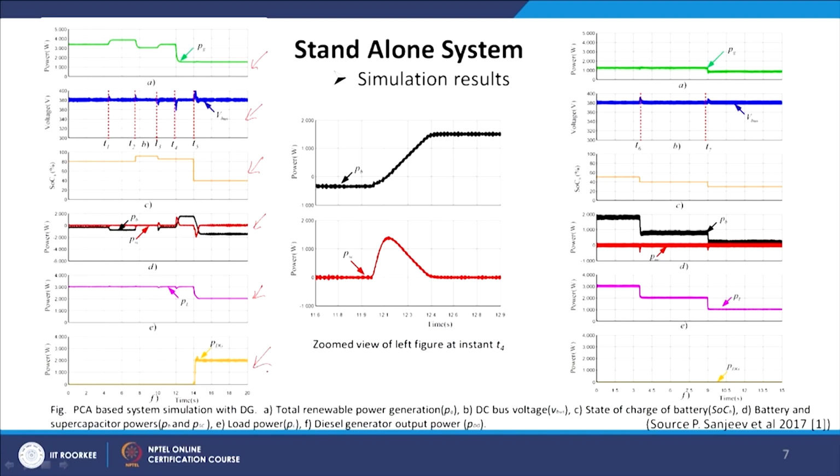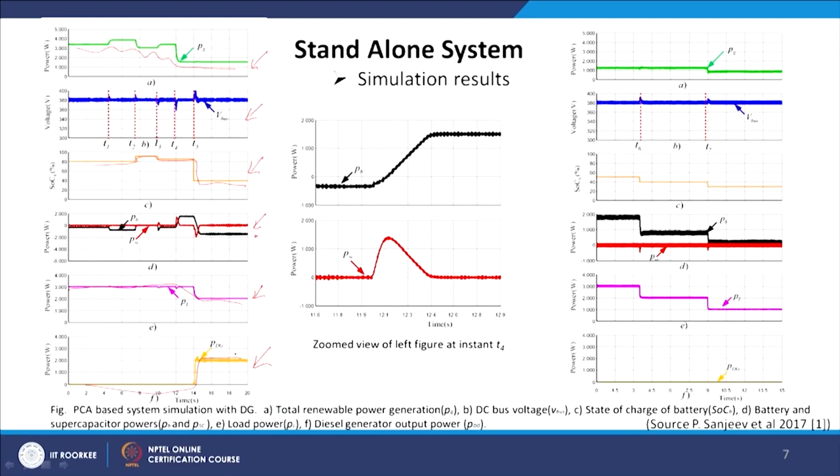Now, we can see the renewable power generation keeps on varying over a period of time, and the voltage is almost steady excluding a few transients. And very interestingly, we can see that the state of charge of the battery keeps on varying from 80% to 90 to 80 and then 40 etc. And then finally, we can see the characteristic of the battery and supercapacitor power, and this is how the load keeps on changing, and the diesel generator characteristic.